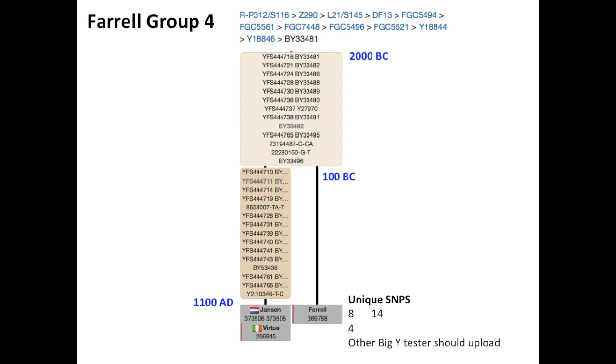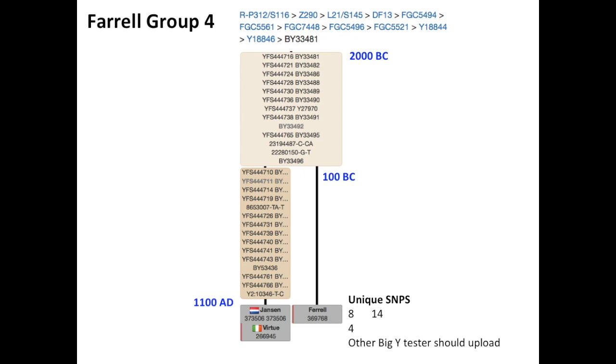And if you compare it with, say, the Farrells of Longford, where you saw a very, very wide family tree that we couldn't even get on the page, it's a very, very different story with these Farrells from the Donegal area. They have unique SNPs, 8, 4, and 14, which allow us to date this branching point as roughly 1100 AD.